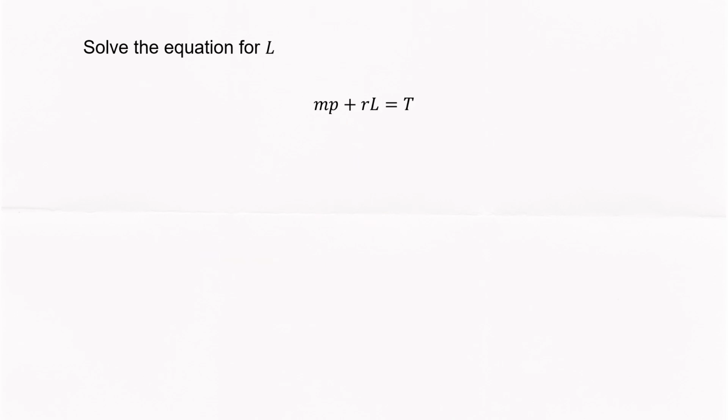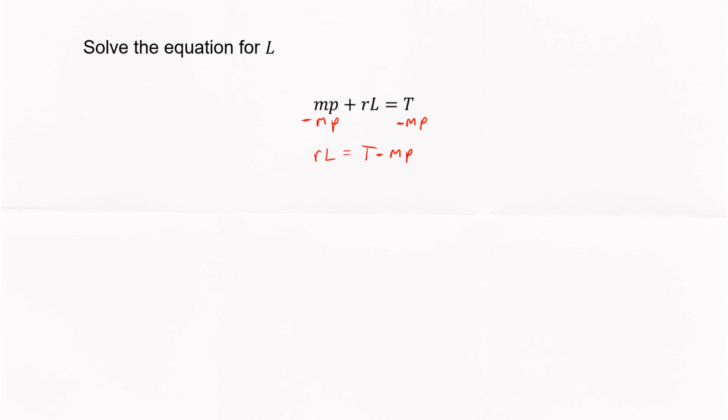The next example says solve the equation for L. Applying the same process that we did in the last example, we're solving for L here. Right now, if we look at our equation, it says MP plus RL equals T. Our goal is to isolate the L. So the first thing we want to do is bring that MP over to the right side, and we do that by subtracting it. What we do on one side, we do to the other. Subtract MP from both sides. So on the left here, we're left with RL equals T minus MP.